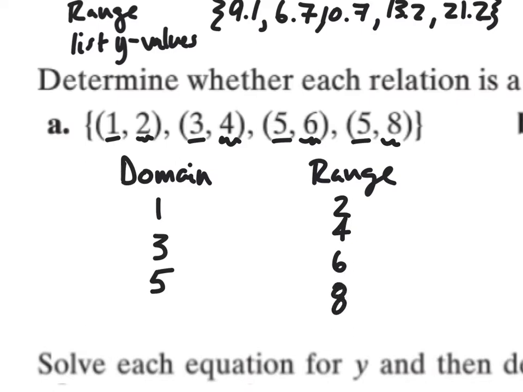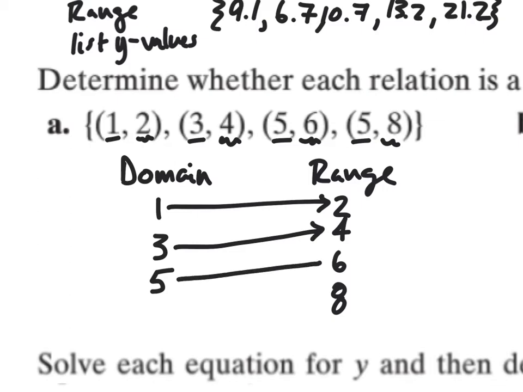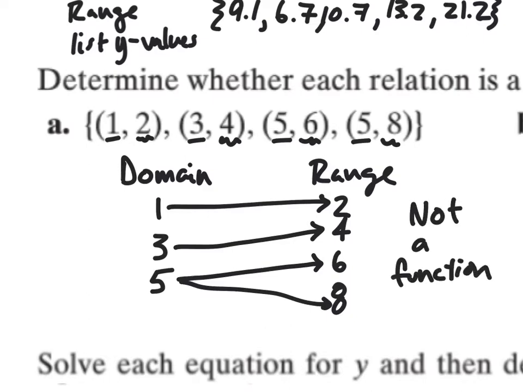All right, so here's what I got. Now what I want to do is say that 1 maps to the number 2. So when x is 1, my y value is 2. Now when x is 3, y is 4. Now here's the issue. When x is 5, we get 6, and we also get 8. Now the issue is that this is not a function. And the reason is because, remember, the definition is for every x there is exactly one y value. Here, when x is 5, I get 2 different y values of 6 and 8. Therefore, it's not a function.